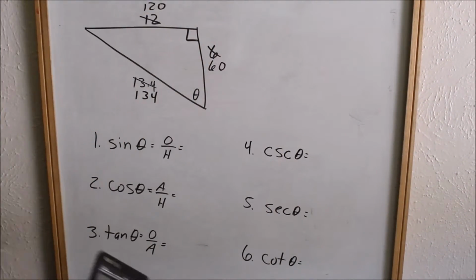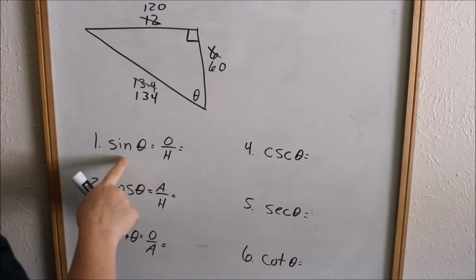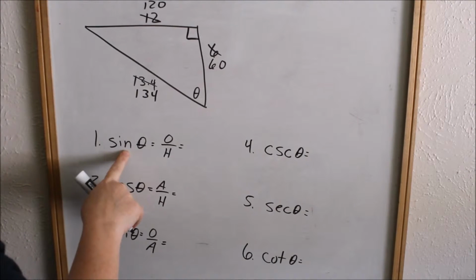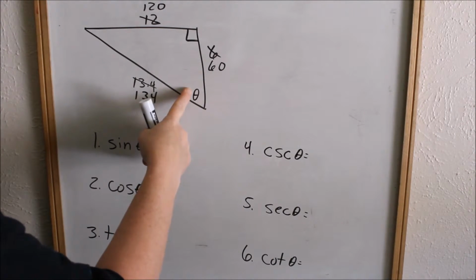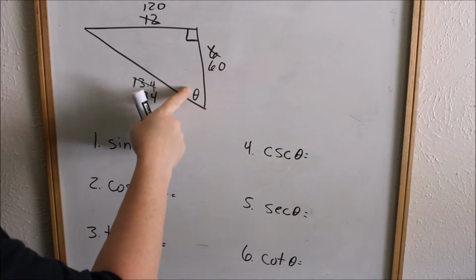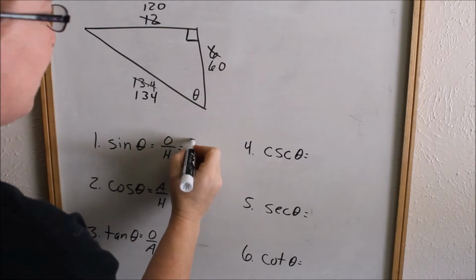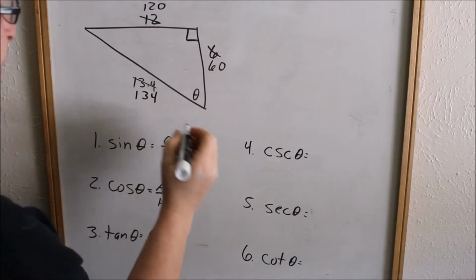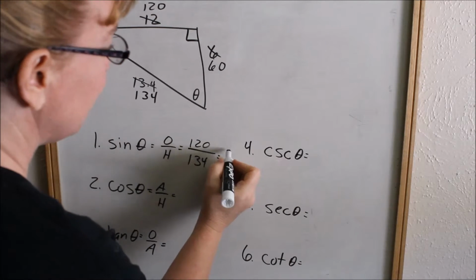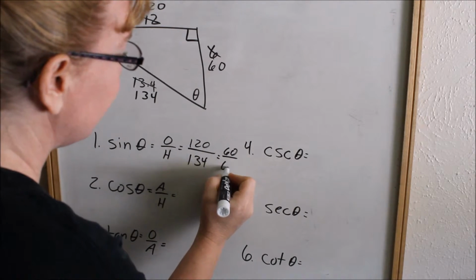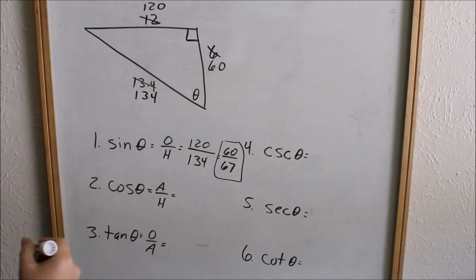First off, we're wanting to do all 6 trig ratios. My recommendation is to always start with sine, cosine, and tangent. If you start with sine, which is opposite over hypotenuse, you're standing at theta. The side that's opposite from you is the 120. That's the opposite of theta over the hypotenuse of 134. We can reduce that, reducing them both by 2. That would be 60 over 67. And I don't believe that reduces any more than that.